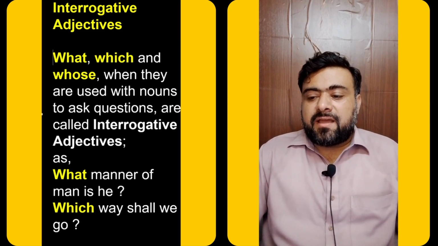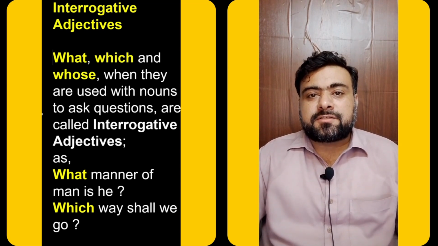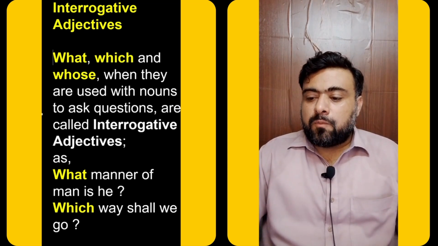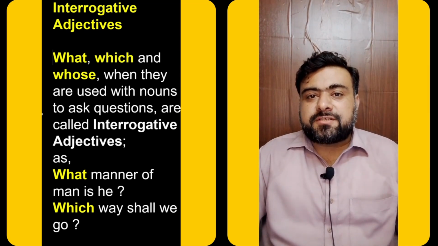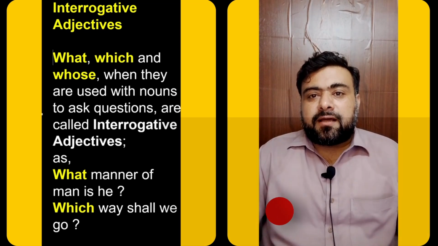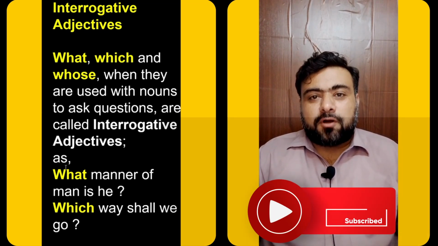What manner of man is he? In this sentence, what is an adjective that has been used to ask a question, that has been used to ask about the quality of a person. Which way shall we go? In this sentence, which is an adjective and it has been used to ask a question about the direction of the noun way. That's all for today.